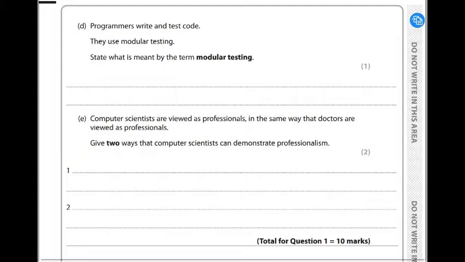And speaking of which, question 1D, programmers write and test code. They use modular testing. So 1 mark for saying what modular testing is. Modular testing is testing each block of code. That's literally all you would need to say. Or you could say testing each block of code or each sub-program, or testing each function independently as it's written or even finished. That's all you need to say there and no more.